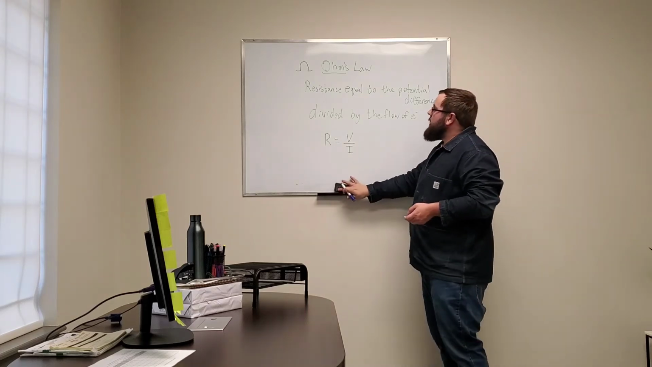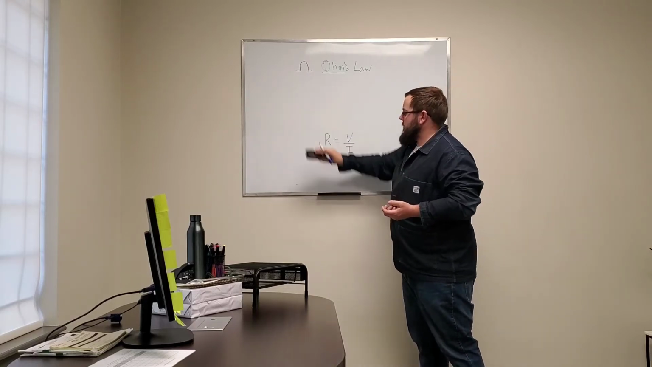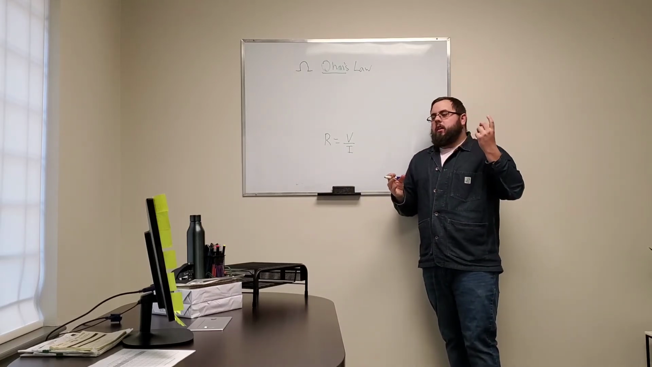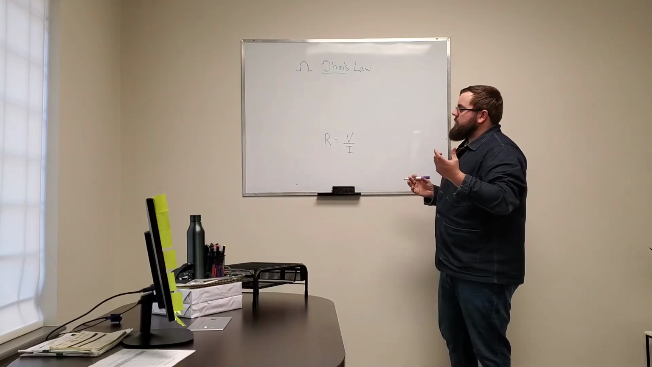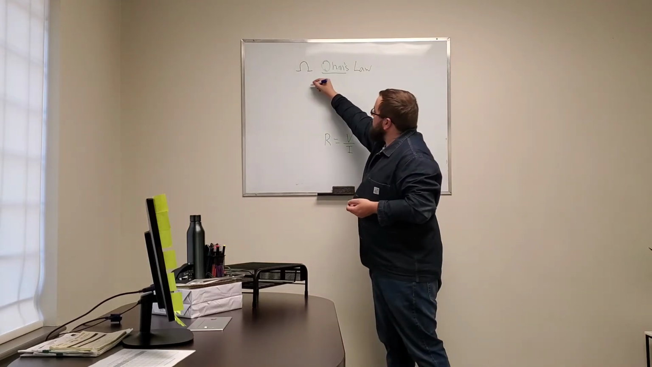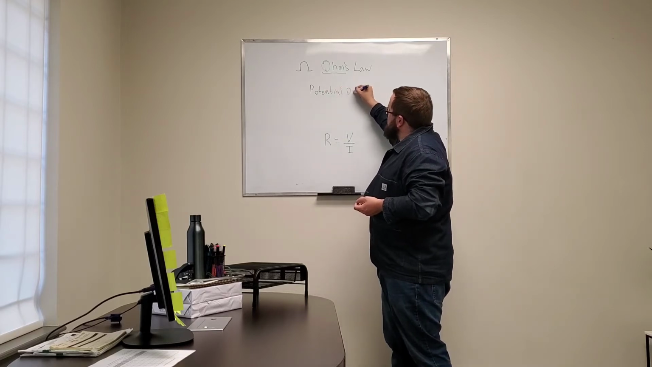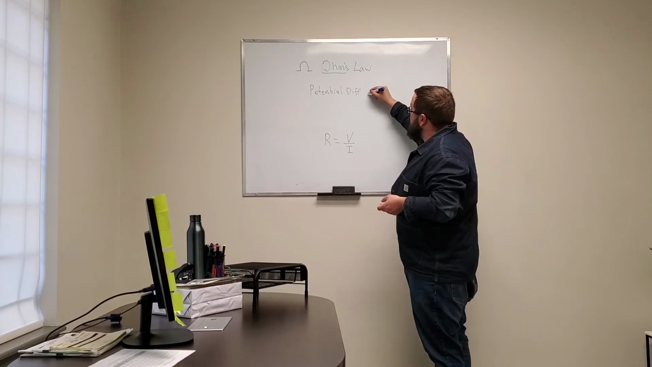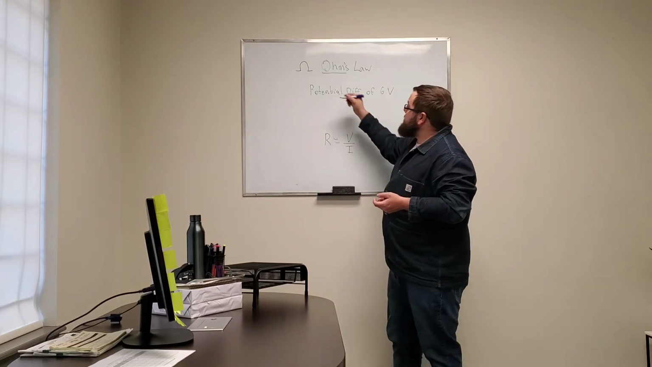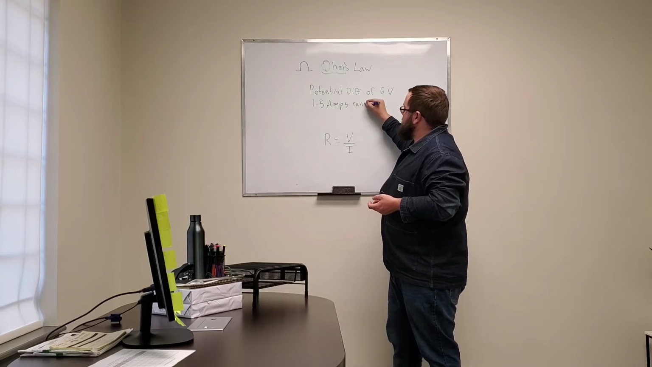Okay, so we've got this formula here, and what can we do with this? Well, we can talk about some word problem type situations, right? For example, I could say that I have a light bulb, and this light bulb has a potential difference across it of 6 volts. And it has 1.5 amps running through it.